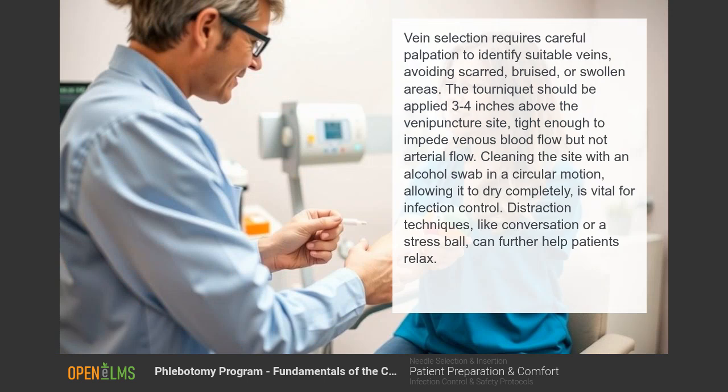Vein selection requires careful palpation to identify suitable veins, avoiding scarred, bruised, or swollen areas. The tourniquet should be applied 3 to 4 inches above the venipuncture site, tight enough to impede venous blood flow, but not arterial flow. Cleaning the site with an alcohol swab in a circular motion, allowing it to dry completely, is vital for infection control.